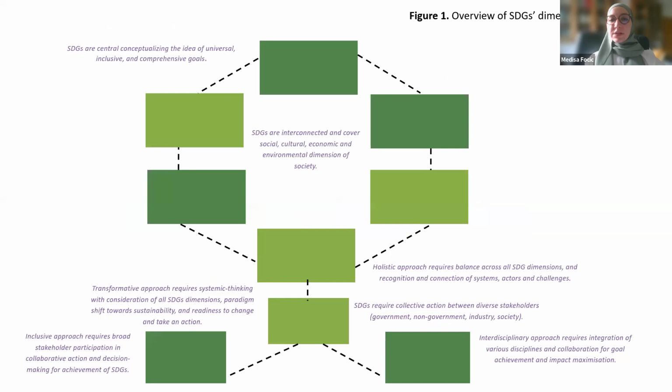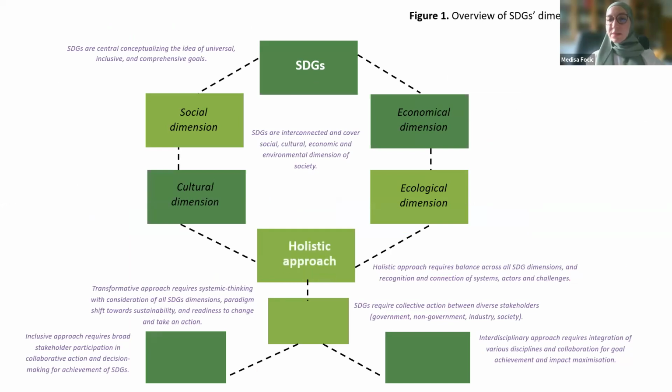Speaking about Sustainable Development Goals, dimensions, and approaches, we need to remember a few things. First is that Sustainable Development Goals are universal, inclusive, and comprehensive goals that cover economic, social, cultural, and ecological dimensions. Therefore, a holistic approach towards understanding Sustainable Development Goals is required, that implies careful balancing between all those dimensions of the society, actors, systems, and challenges surrounding them.